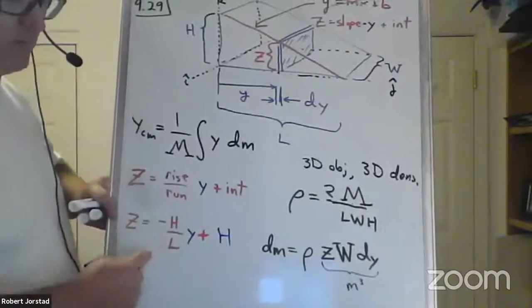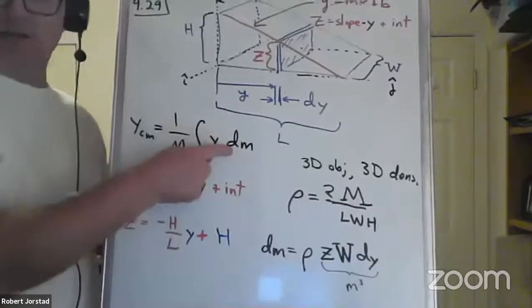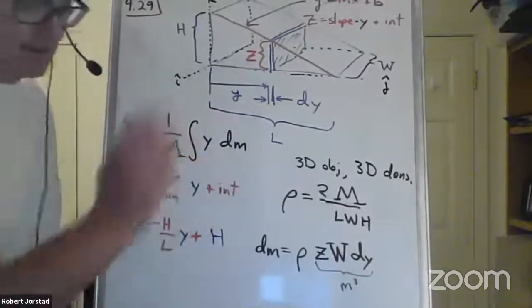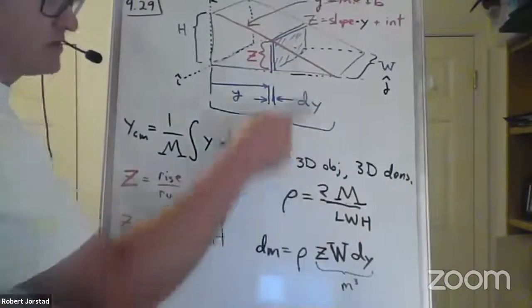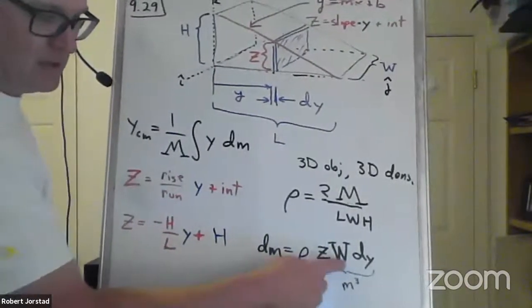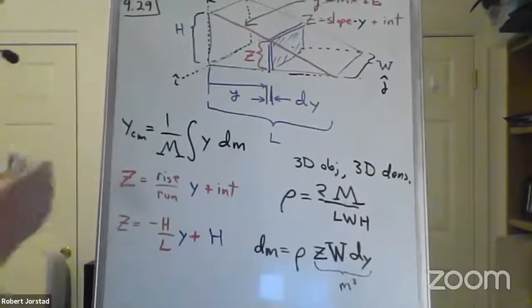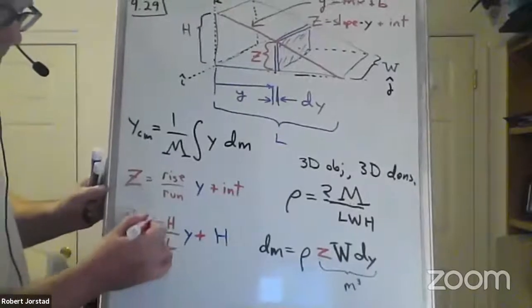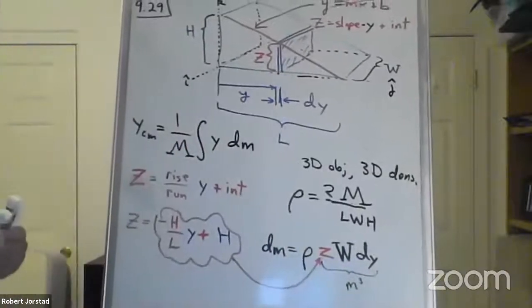Z as a function of y, we could take that and shove it into here. And we've got a function here where the dm in this ugly integral is now all in terms of the letter y and constants. Think about it. 2m, L, W, H, those are all constants. Density is a constant, therefore. W is the width. That's a constant. Z depends on y, but we know how to write that in terms of y. So if I plug this in, Z is a known quantity. We shove that in, we could do this integral.